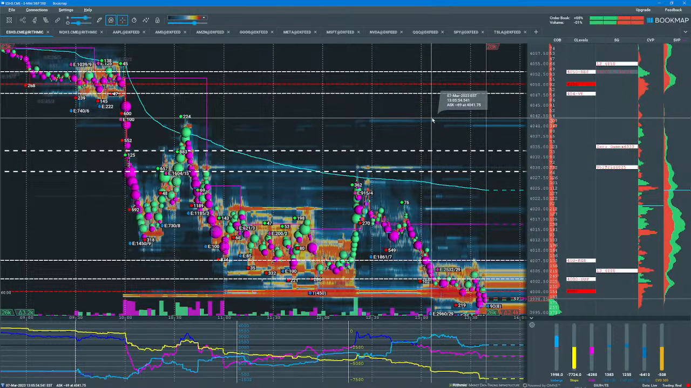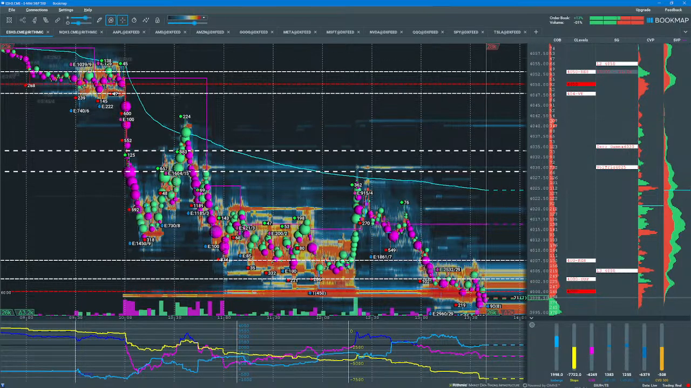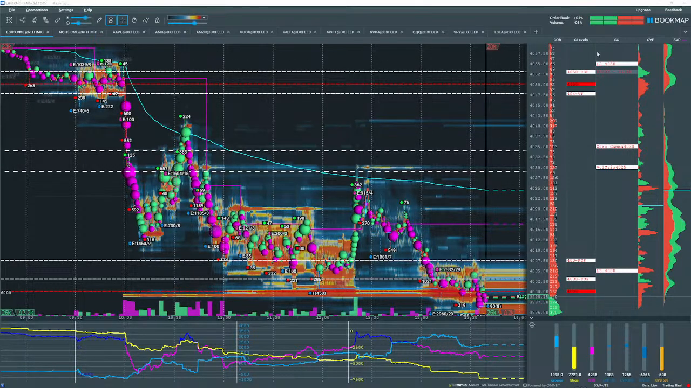So I have two columns of levels here, and this is the Spotgamma cloud notes. These are provided to Spotgamma subscribers, in the form of cloud notes, which are updated automatically. And this is showing key SPX levels.